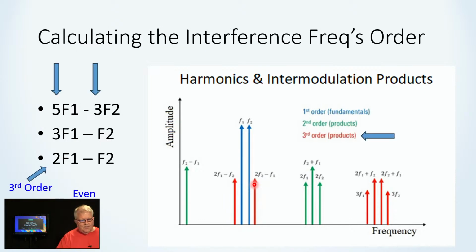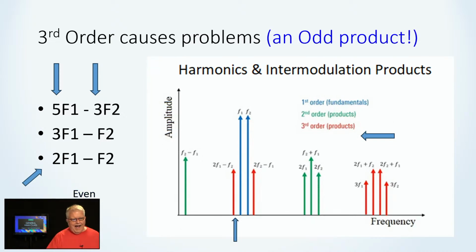So what you need to know is odd order products, third order products, are always the problems. Third order products are these interfering signals that are close in to the original two frequencies. They're going to cause you the most problems. And third order products are odd products. Just know that. We don't have time to delve deeper into this. I apologize.